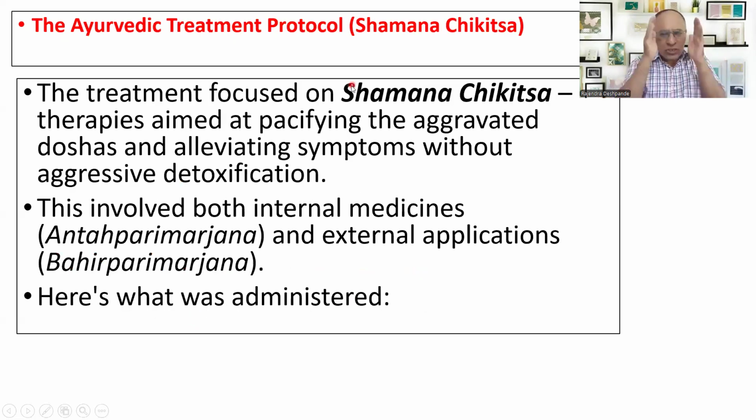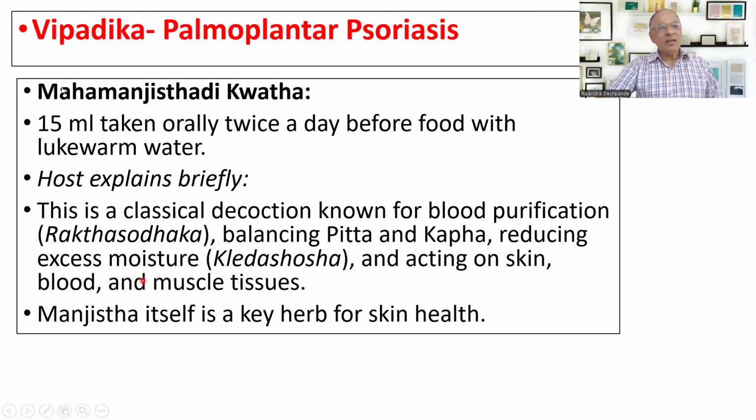The treatment focused on Shamana Chikitsa therapies aimed at pacifying the aggravated doshas and alleviating symptoms without aggressive detoxification or panchakarma. This involved both internal medicine, that is antah parimarjana, and external application, that is bahi parimarjana. Here, let us see what was administered. Number one, Mahamanjisthadi Kwatha, or the kadha or decoction, 15 ml taken orally twice a day before food with lukewarm water.